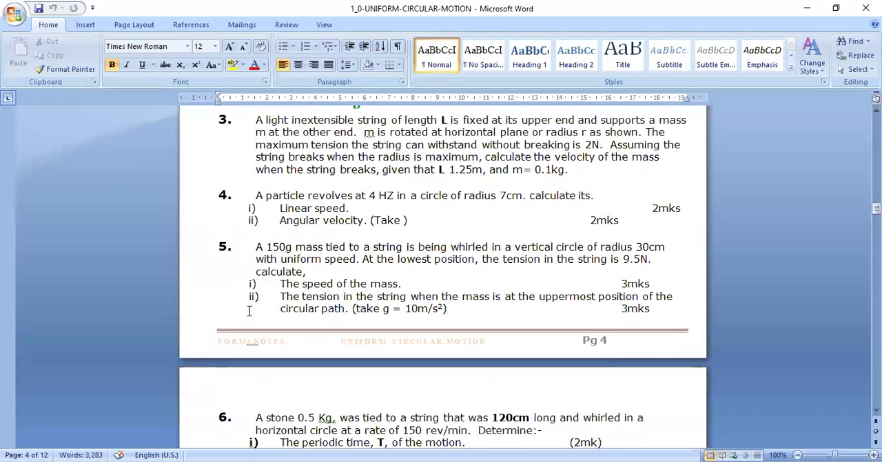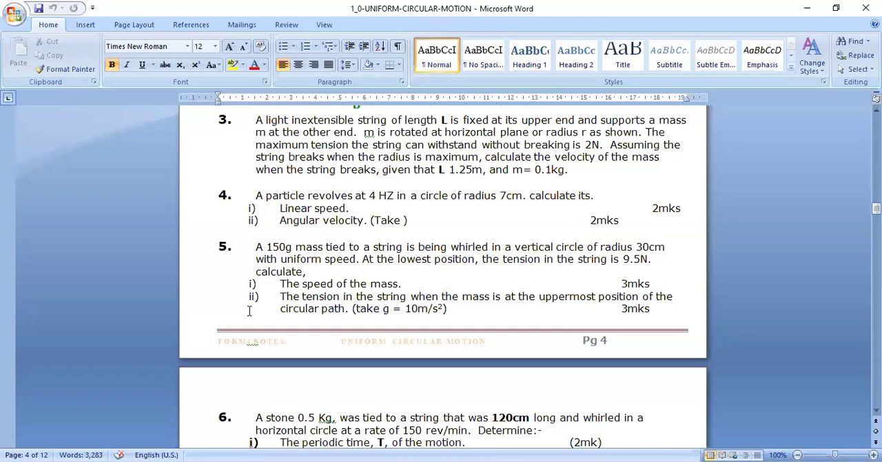Question number 5. A 150 gram mass tied to a string is being whirled in a vertical circle of radius 30 centimeters with uniform speed. At the lowest position, the tension in the string is 9.5 newtons. Calculate 1, the speed of the mass. So at the lowermost point, tension is given by T equals to mv squared over r plus mg, because this is a vertical circle.